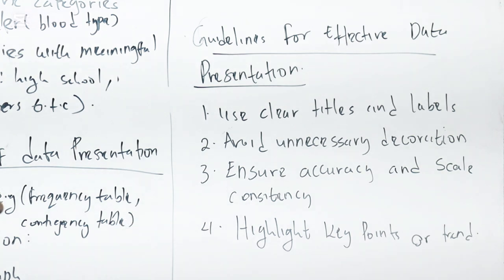Number two, avoid unnecessary decoration. Don't color your graph in your presentation. Don't repeat, don't draw two major lines. Just draw a single line, no color, no decoration. Number three, ensure accuracy and scale consistency. Make sure your scale is consistent. That consistency is what's going to give you a normal curve while drawing a graph. Then lastly, highlight key points or trends.